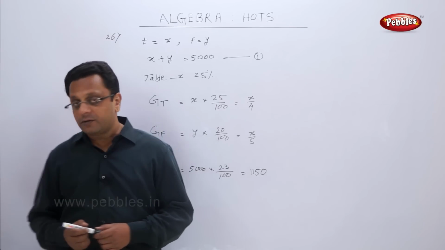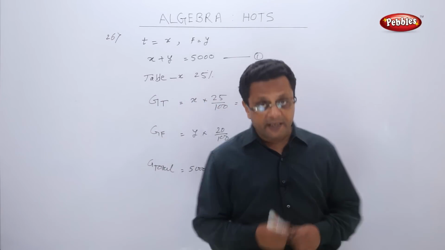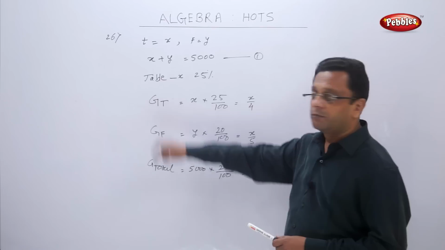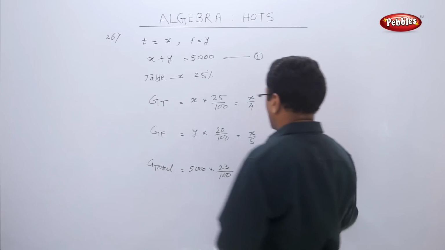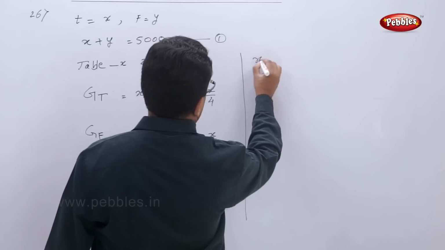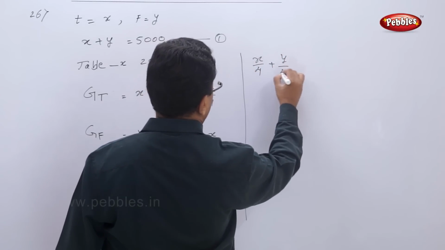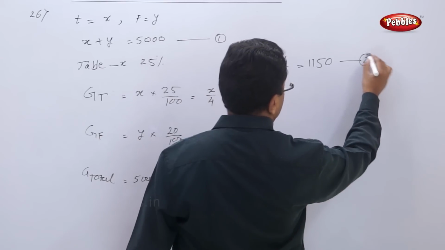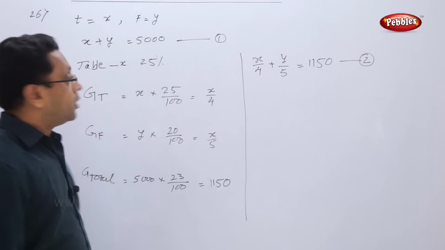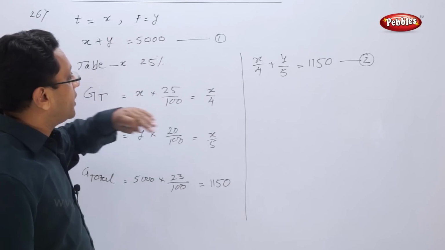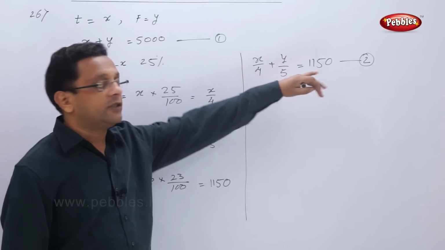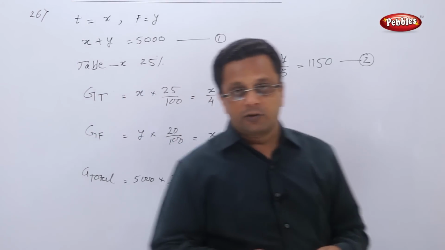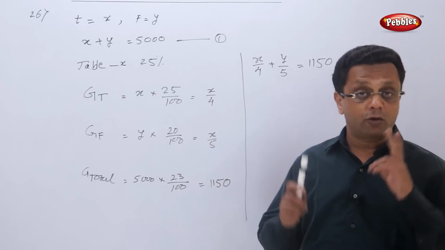Now by the second condition, what can we write? We can write G total is equal to GF plus GT. So X upon 4 plus Y upon 5 is equal to 1150. This is our second equation. So now we have two equations: X plus Y is equal to 5000, and X upon 4 plus Y upon 5 is equal to 1150. So now we have two equations and two variables.